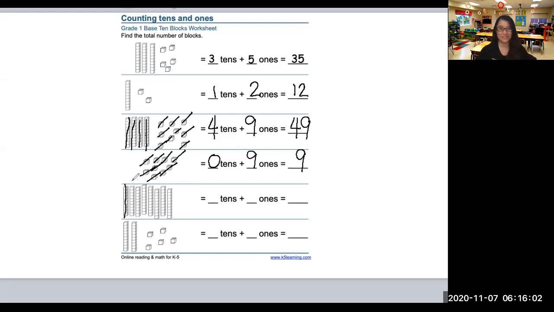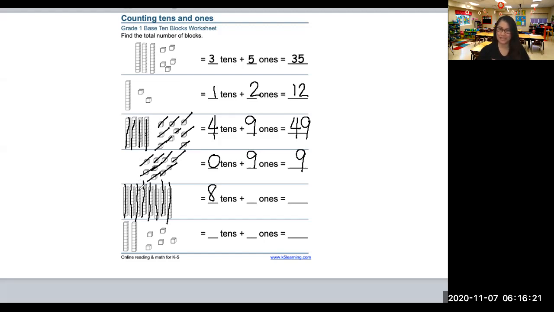1, 2, 3, 4, 5, 6, 7, 8. There are 8 groups of tens.